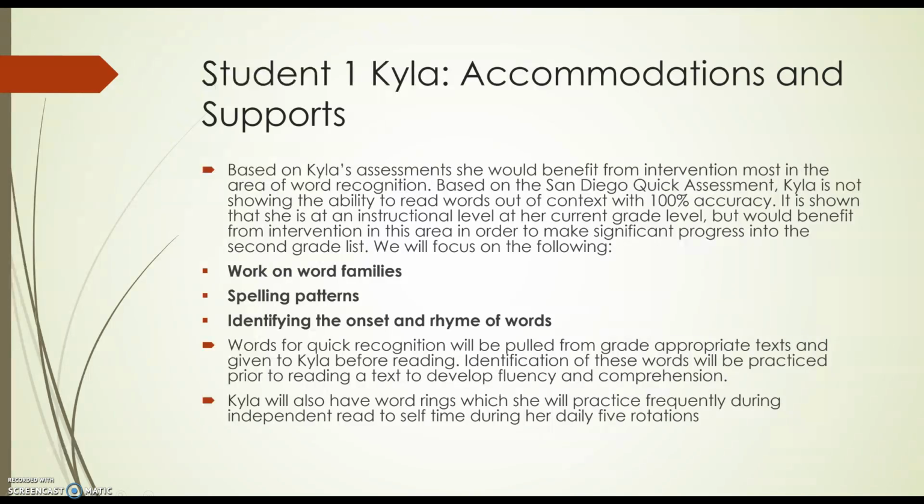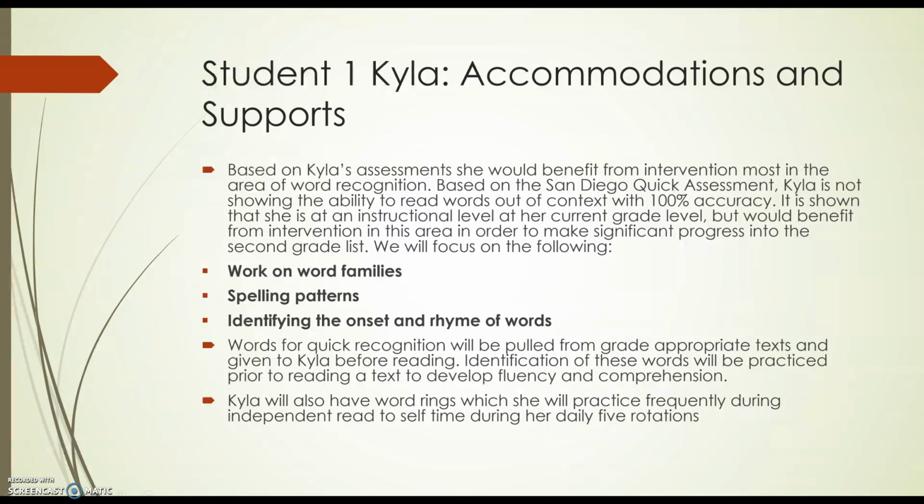We will focus on the following: work on word families. We will work to understand spelling patterns. We will identify the onset and rhyme of words. Each of these things will really help with her quick word recognition. Words for quick recognition will be pulled from her grade appropriate text and given to Kyla before reading. Identification of these words will be practiced prior to reading a text to develop fluency and comprehension of these words.